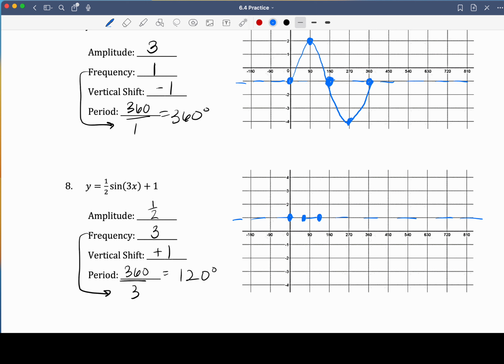Now we use our amplitude. Our sine function is positive, so we're going to start going up from 0 to the middle point. In this case, it's 60. And we're going to go up by 1/2. So we're going to use another estimation. A whole full unit would be up here, but we don't want that here. We only want 1/2 of that. So we're going to go up to here. And then we're going to go down here. And then we connect it.